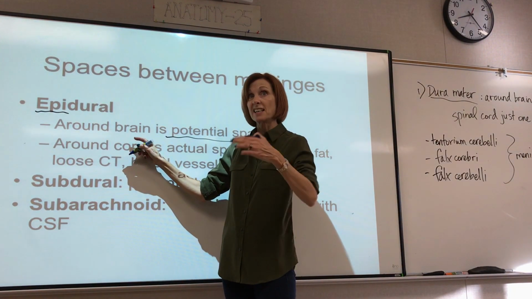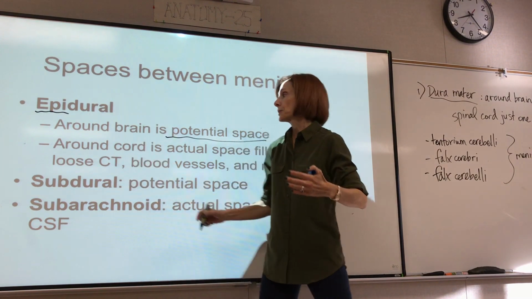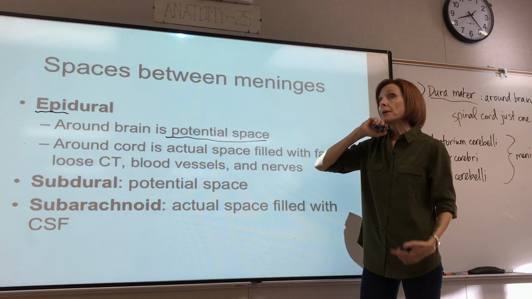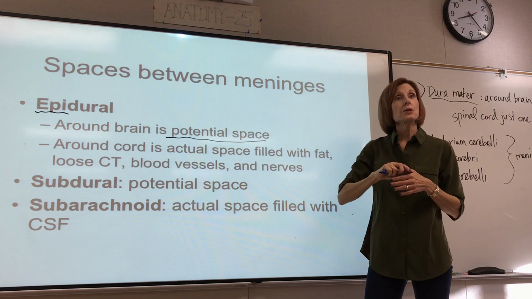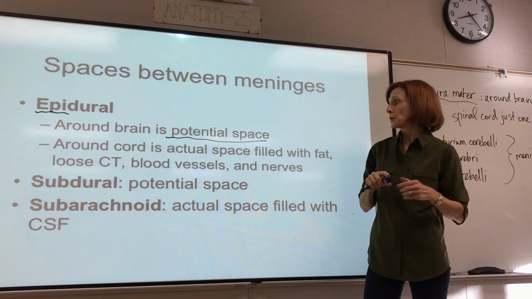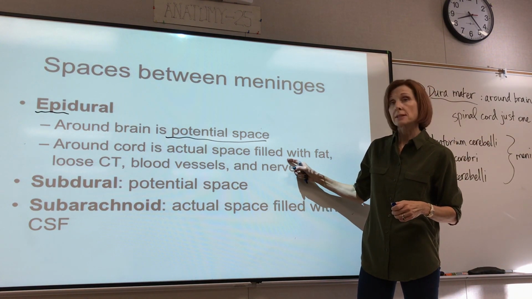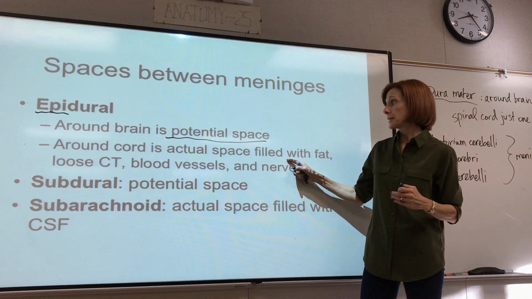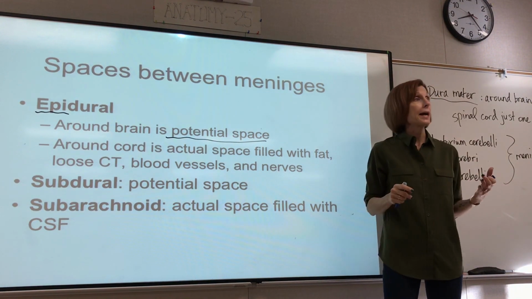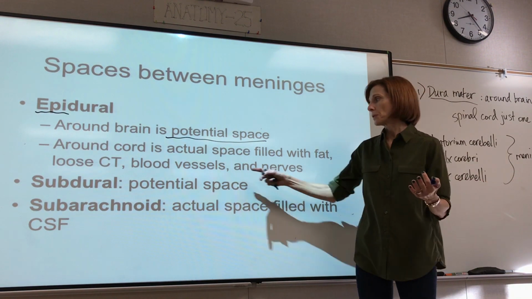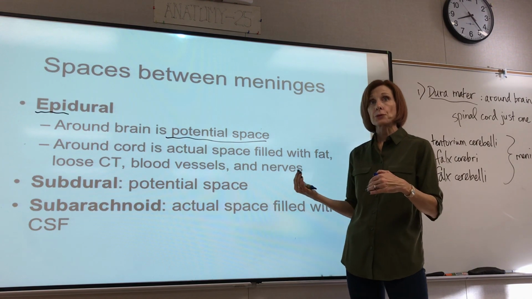Okay, meaning it has the potential to become an actual space. Around the spinal cord, because there's only one layer of dura mater around the spinal cord, this is an actual space. Okay, it's not a potential space, it's an actual space filled with fat, loose connective tissue, there's blood vessels here, there's nerves that travel through that space.